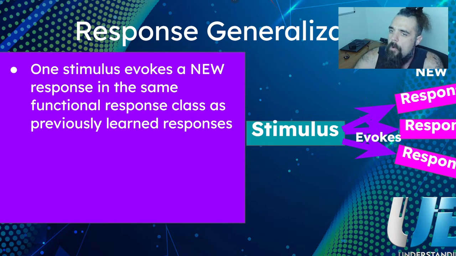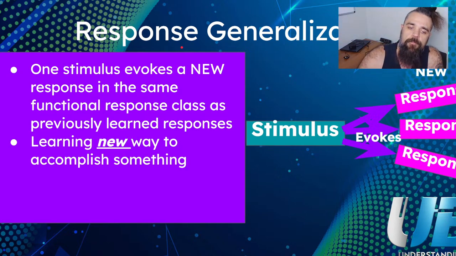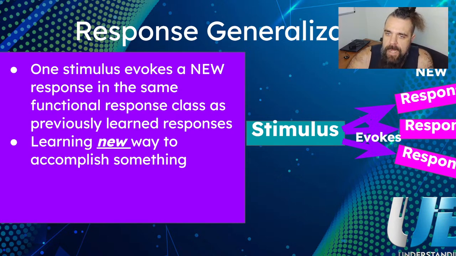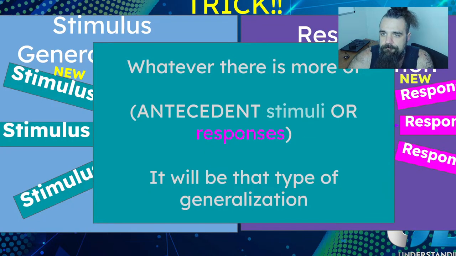So an already learned stimulus condition evokes a new response in that same functional response class for response generalization. Think about what is being generated in each of these. In response generalization, a new response is being generated. Here's our easy way to remember response generalization: it's learning a new way to accomplish something. So pretty simple. Again, it's just a new behavior in that same functional response class as a previously learned behavior.